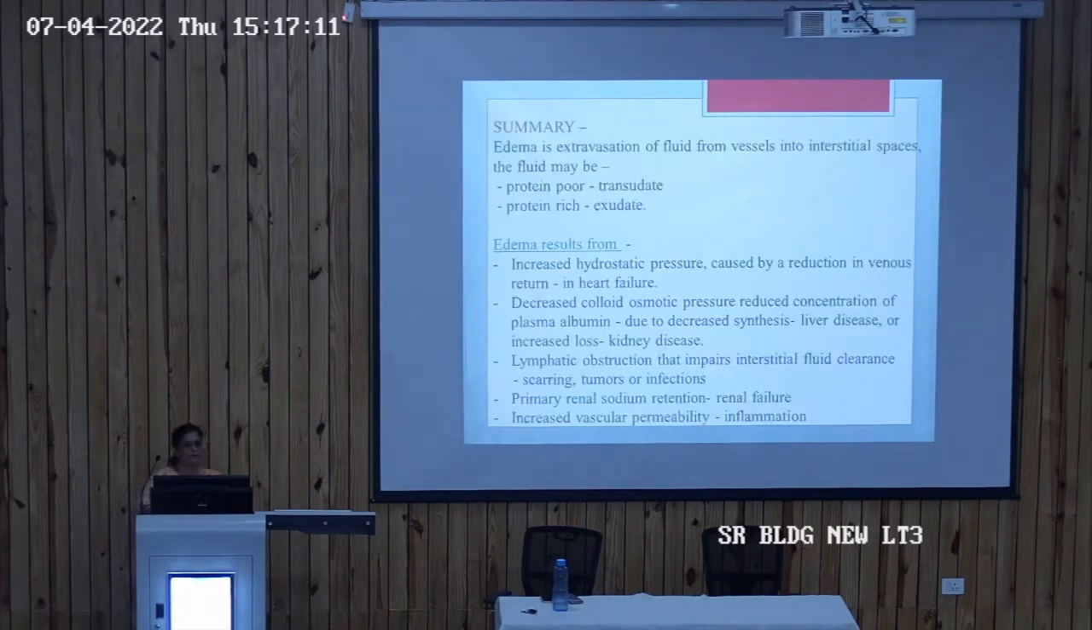So to summarize, edema is an extravasation of fluid from vessels into the interstitial spaces. It may be protein poor, which is transudate, or protein rich, which is exudate. Edema results from increased hydrostatic pressure caused by reduction in the venous return in heart failure, decreased colloid osmotic pressure, reduced concentration of plasma albumin due to decreased synthesis like liver disease or increased loss in kidney disease, lymphatic obstruction, which can impair the interstitial fluid clearance like scarring, tumors or infection, primary renal sodium retention in renal failure, and increased vascular permeability in inflammation.